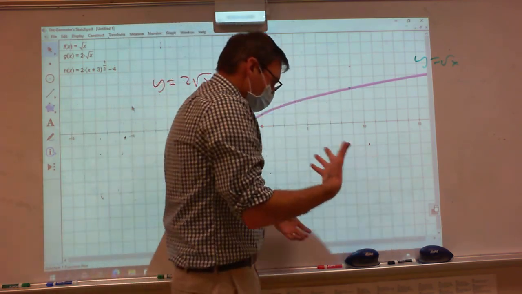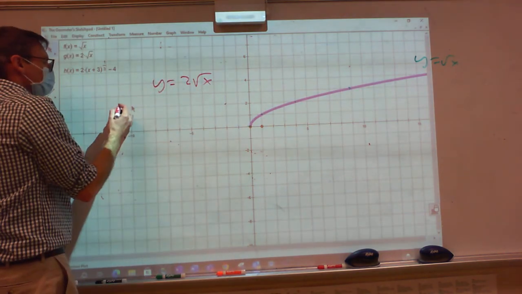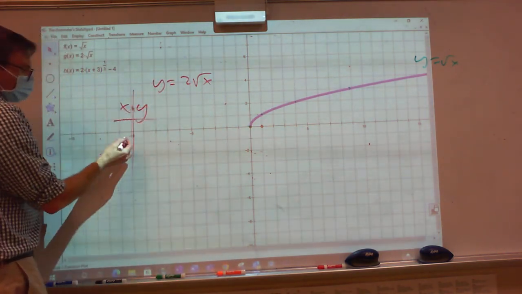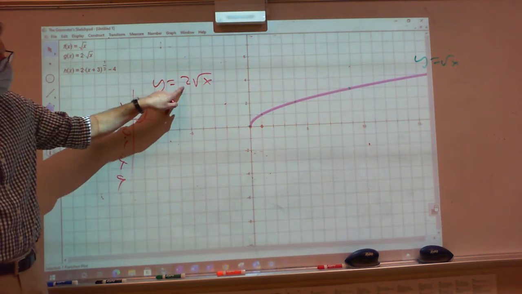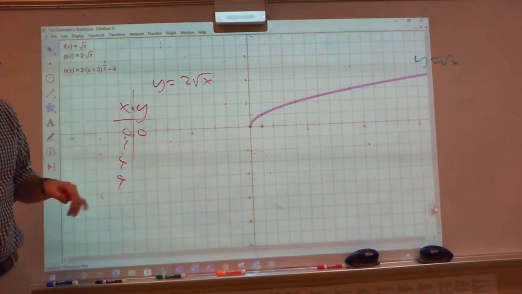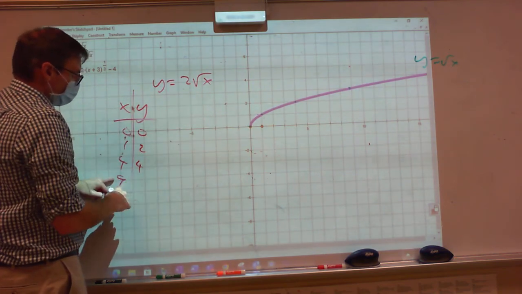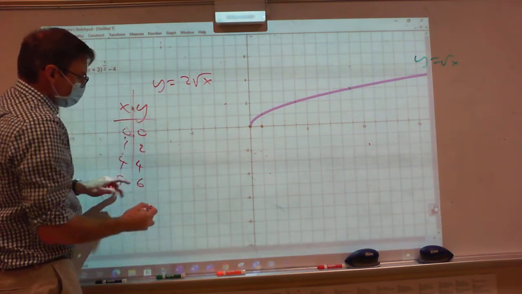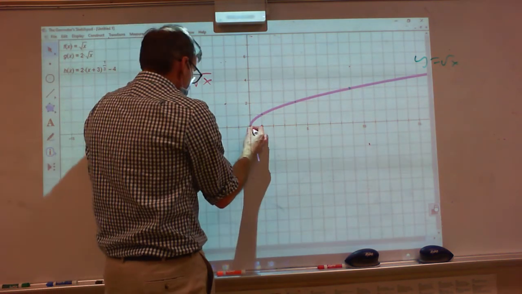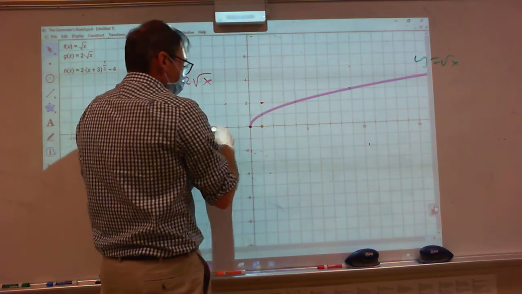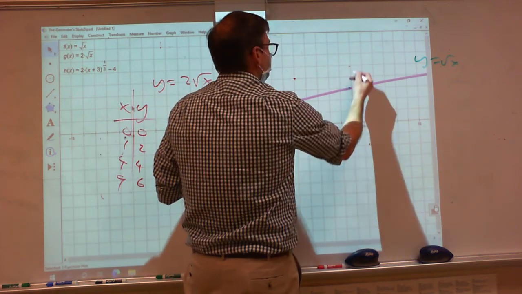Now you don't have to believe me. We can plot some points and try to figure this out. So I'll pick my XY chart. I guess I'll pick 0, 1, 4, and 9. Plug 0 in. 2 times 0 is still 0. Plug 1 in. That's 1. 2 times 1 is 2. Plug a 4 in. That gives me a 4. And I plug a 9 in. That gives me a 6. Everybody okay with my dots? When I plot those dots, at 0, I'm at 0. At 1, I'm at 2. At 4, I'm at 4. And at 9, I'm at 6.